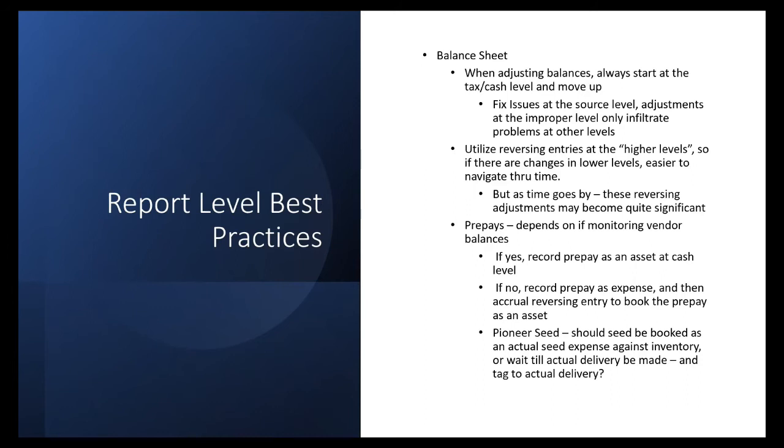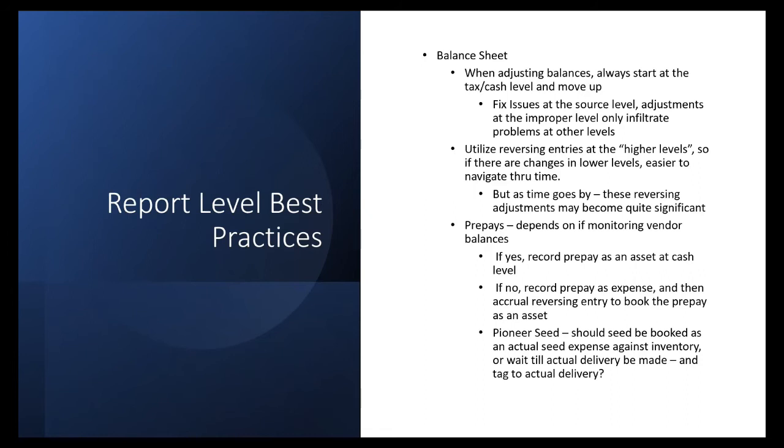And then on the higher level, I encourage the use of reversing journal entries. That way, if there's changes at the cash level, it's not that hard to go change the accrual level reversing entry, and it just kind of works itself up through the system. If you don't use reversing entries, then with the lower level adjustments, you're always making changes up the ladder.